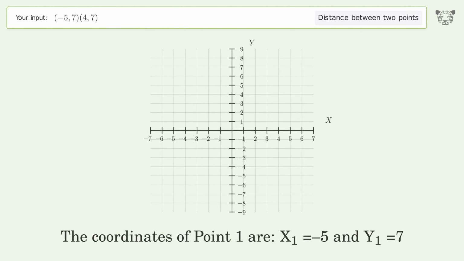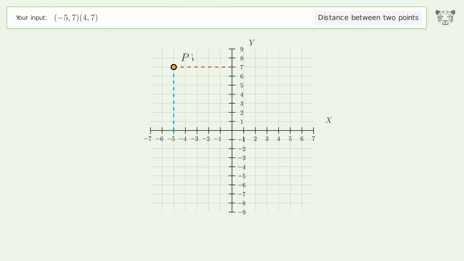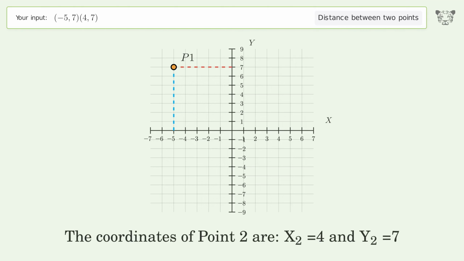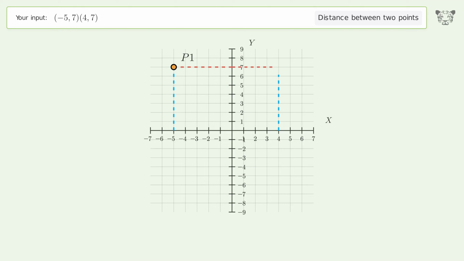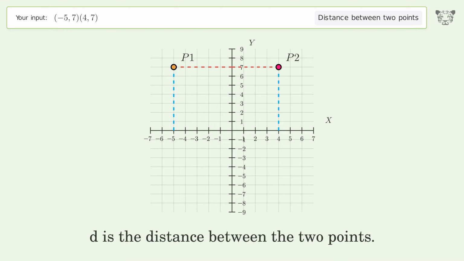The coordinates of point 1 are x1 equals -5 and y1 equals 7. The coordinates of point 2 are x2 equals 4 and y2 equals 7. D is the distance between the 2 points.